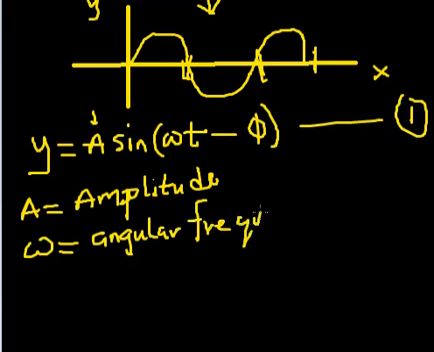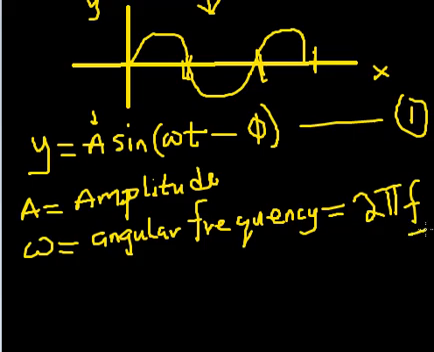So angular frequency is just different from the normal, or the linear, frequency. We call it angular frequency. Of course, in circular motion we call it angular velocity, but here in waves we call it angular frequency. Please take note of that. And angular frequency is given as 2 pi f. Please take note of that.